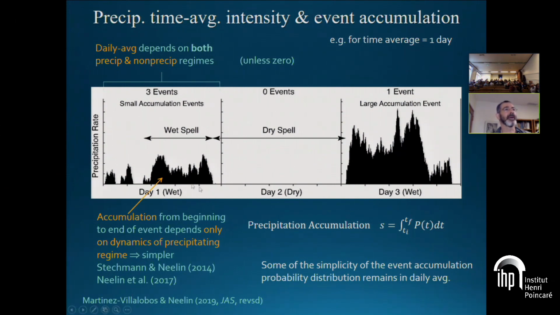It only depends on the dynamics of the precipitating regime. If you look at a daily average or a 12-hour average or a 5-day average, you're going to be mixing properties from the non-precipitating regime and from the precipitating regime. And so you're going to get a mix of dynamical regimes in that time averaged intensity. And so what we're going to argue here is that even in the time averages, some of the simplicity of the distribution of event accumulations, which we will also explain, gets inherited by the time averages.